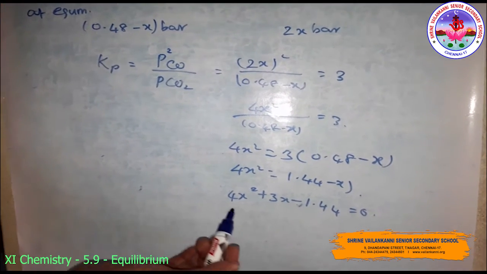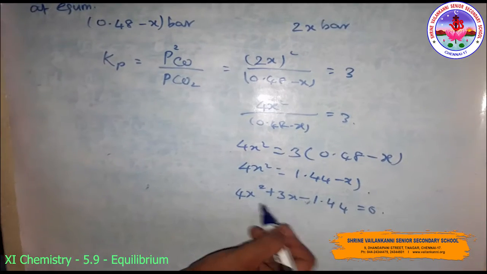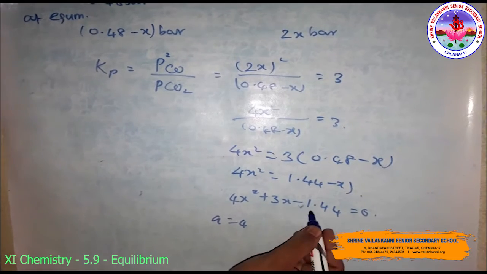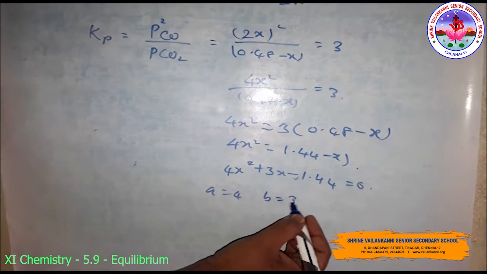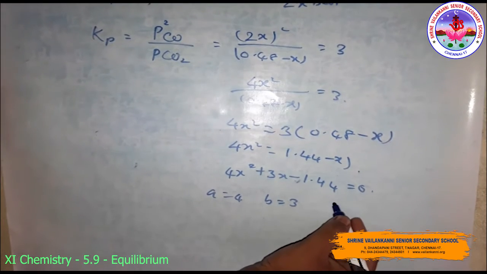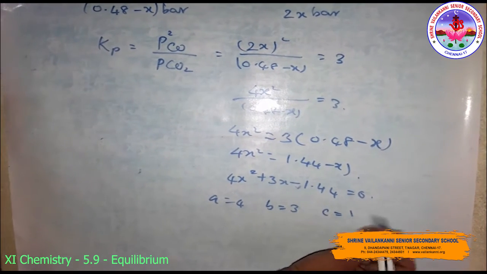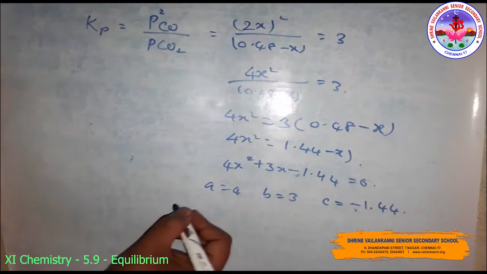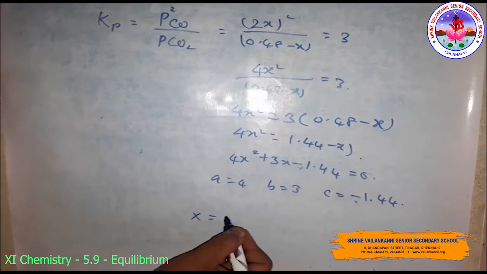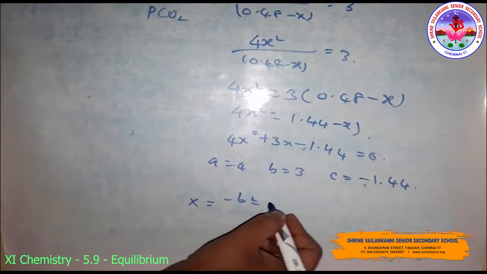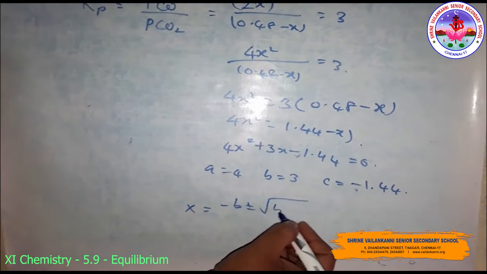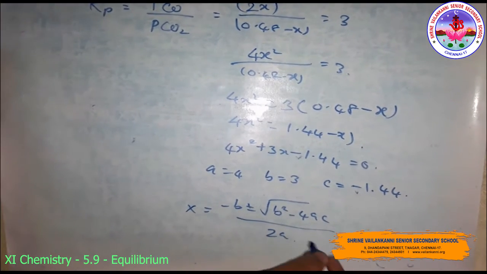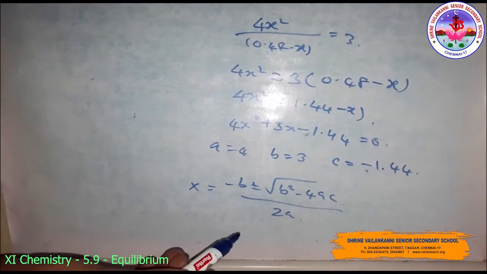So here, using a quadratic equation, this is a, this is b, and this is c. So a is equal to 4, b is equal to 3, and c is equal to minus 1.44. Already you know that for the quadratic equation, x is equal to minus b plus or minus root of b squared minus 4ac, divided by 2a. Using this, we will solve this problem.